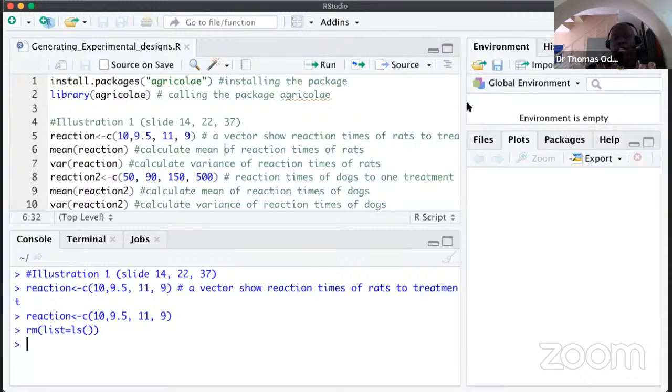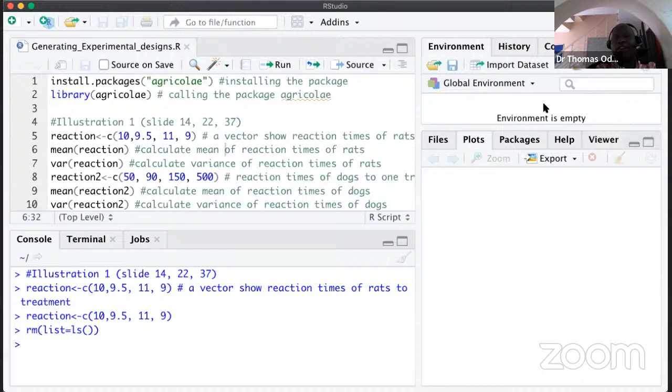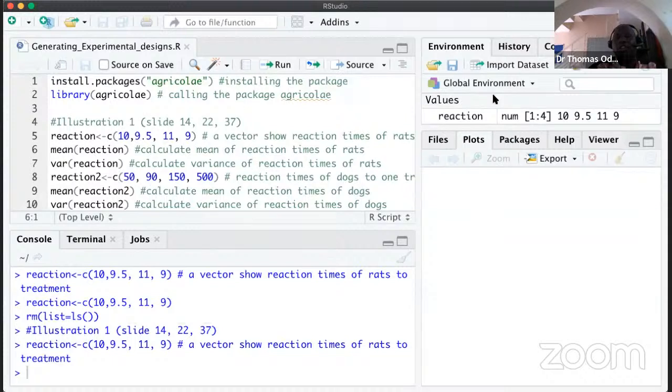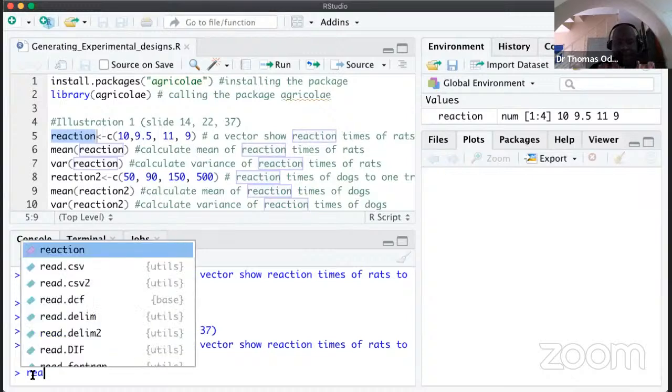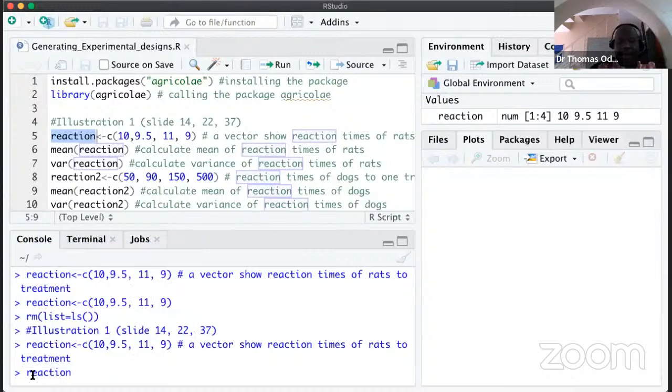Okay, so you can see from here that my environment is empty. The first thing I'm going to do is create an object called reaction. You can see that it is recorded in my global environment. Now I've created this object called reaction, so I can find out what it is. I just type the name, reaction, and run.